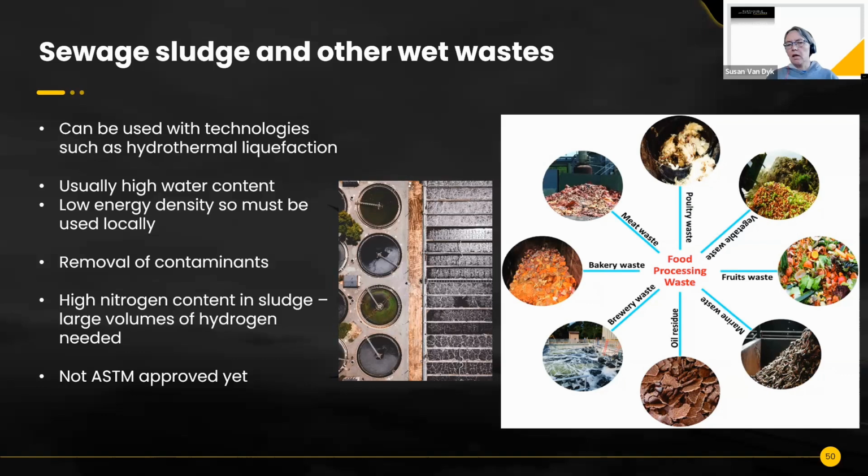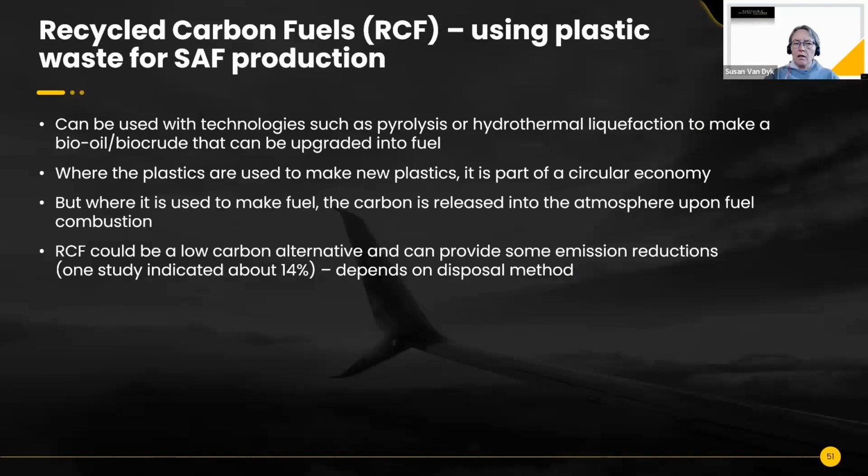It has a low energy density, so must be used within a close proximity. But usually, especially from sludge and some of these other ones, you can get a very high nitrogen content, and this has to be removed, but you will need a lot more hydrogen, which makes it more expensive. This process is also not ASTM approved.